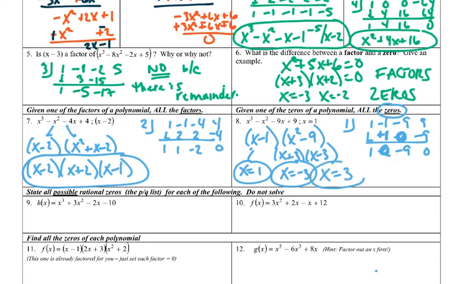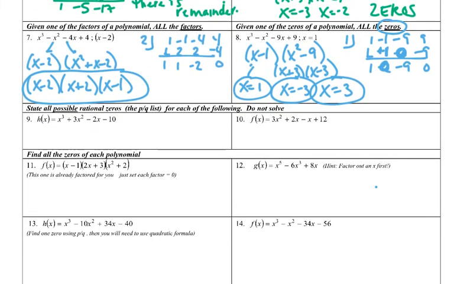So you want to make sure that you understand what the question is asking, if it's asking for factors versus asking for zeros. When we state possible rational zeros, that's our P over Q list. That's the numbers that go into the last number divided by the numbers that go into the first number.